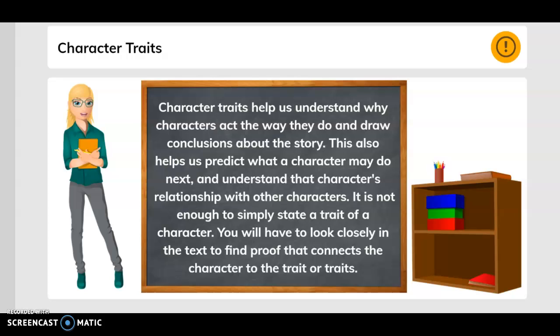It's not enough to simply state a trait of a character. You will have to look closely in the text to find proof that connects the character to the trait or traits.